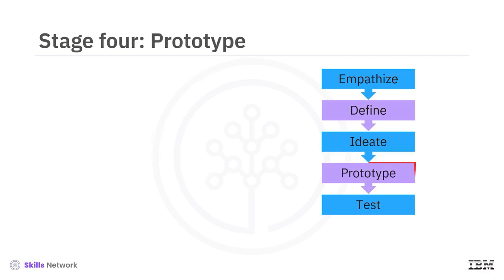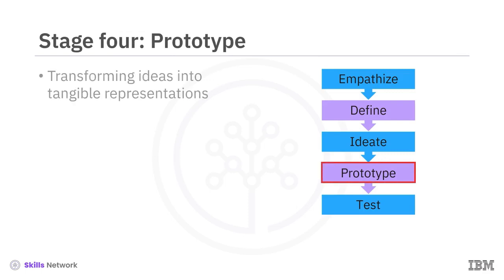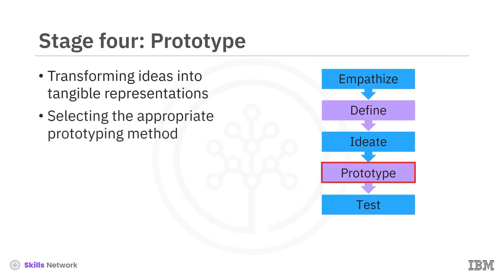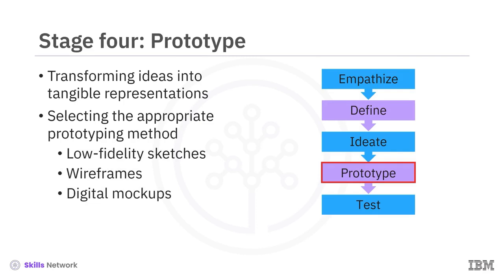The fourth stage is developing a prototype. It involves transforming the selected ideas from the ideation stage into tangible representations or prototypes. This is an important aspect of the design thinking process. A good design process tries to prototype and iterate often. Designers choose the appropriate prototyping methods based on the nature of the solution. These can be in the form of low-fidelity sketches and wireframes to interactive digital mock-ups.